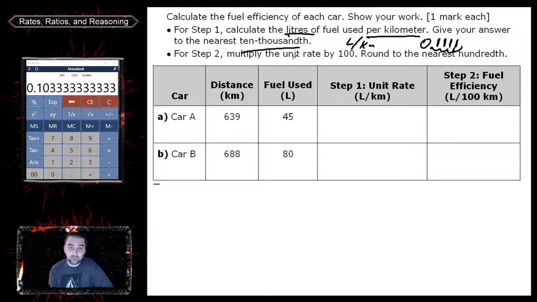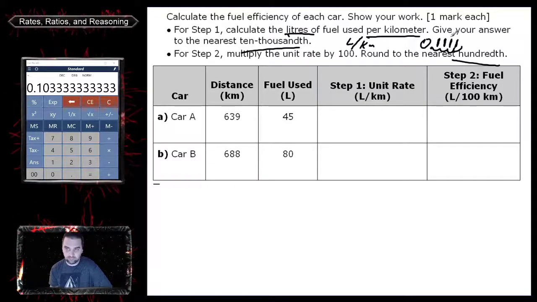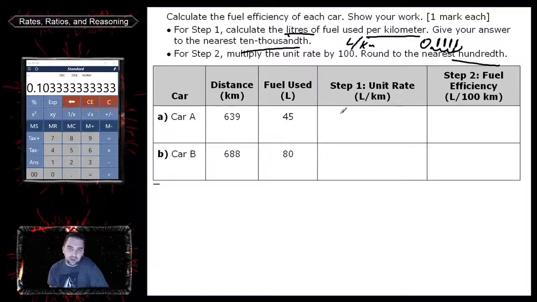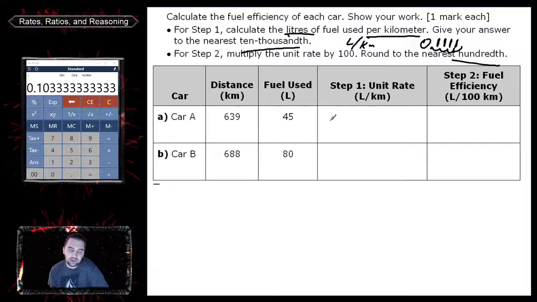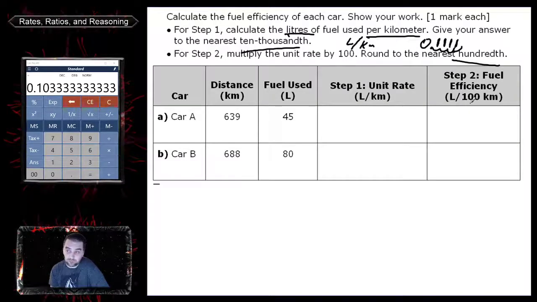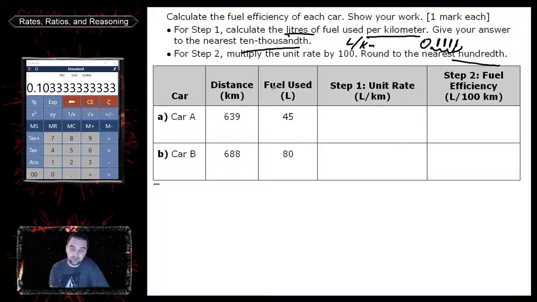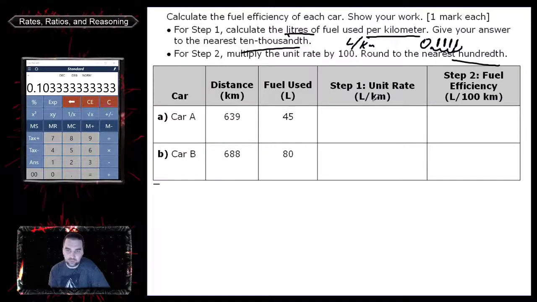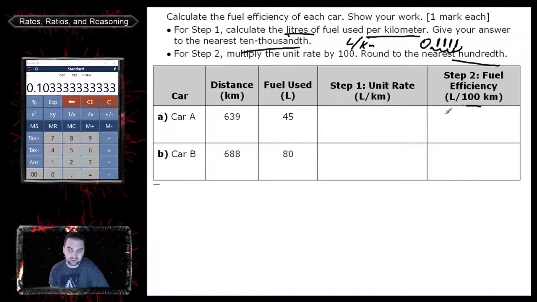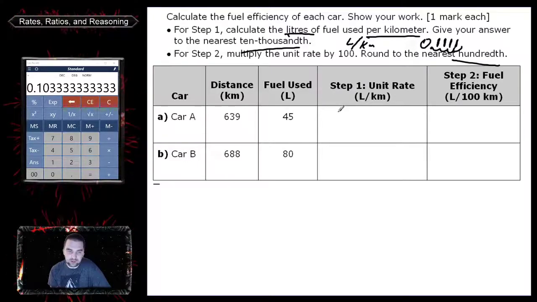For step 2, multiply the unit rate by 100, round to the nearest hundredth. So you should be able to figure that one out. If I were you, I would normally use the other technique when you're doing per 100 grams or 100 kilometers, because it's just easier. But going to the unit rate and then multiplying by 100 to change the denominator is a very good way to do it as well. All right, stop talking and more solving problems.